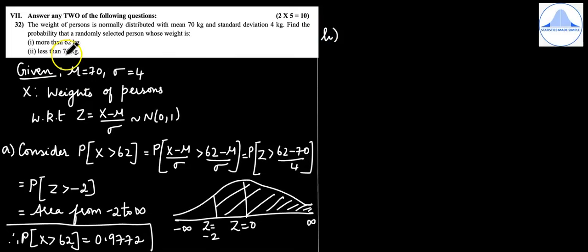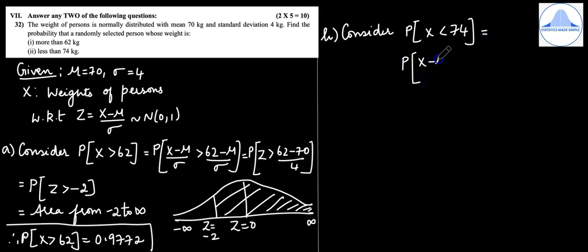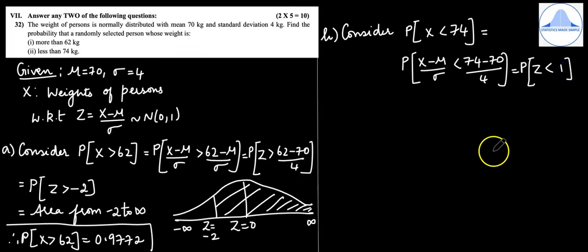You should find the probability that a randomly selected person's weight is less than 74 kgs. So write, consider probability of x less than 74. Now again you have to do the same steps, you have to standardize. So this is equal to probability of x minus mu by sigma is less than 74 minus 70 divided by 4. So this is equal to probability of x minus mu by sigma, which is z, less than 4 by 4, which is equal to 1.